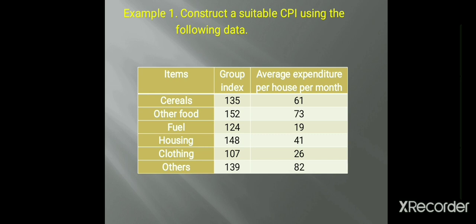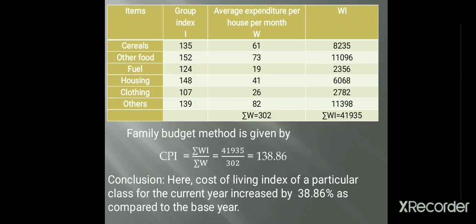That completes the question. Now let us discuss what notation we had to opt for. The second column, group index, is nothing but the index number for the different groups of items. That's why it is denoted by capital I. And the third column speaks about average expenditure, and we know that W is the notation we had to use for average expenditure. And here is the answer part.